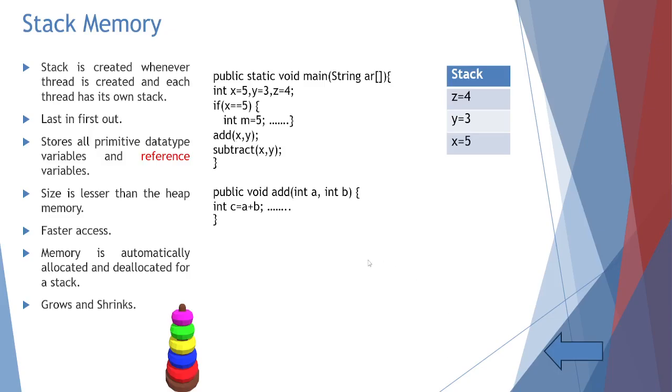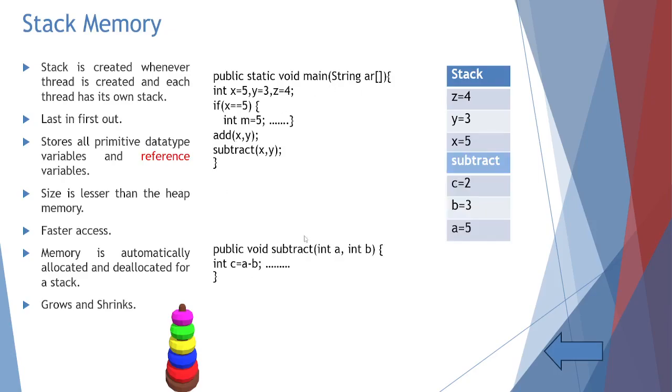The stack representation would be like this for add method. A is 5, B is 3, C is equal to 8. Once the method is fully executed, the stack memory and method area for this add method are not anymore present in the memory. Similarly, subtract method is called and A, B contain 5 and 3, pass by value.